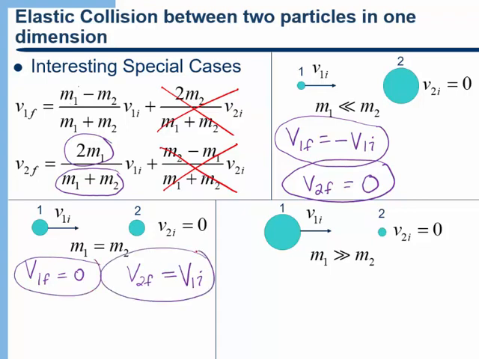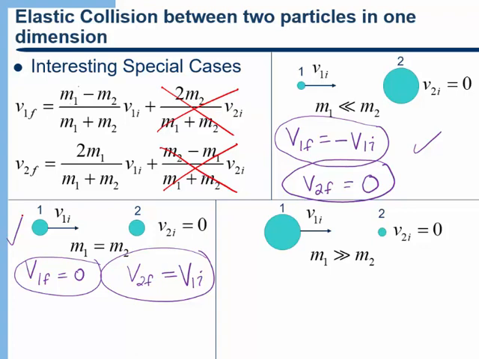Let's look at one more special case. How about if m1 is much, much bigger than m2 and m2 is initially at rest? Well, this is actually the one that gives a result that is not something I'd ever have guessed without looking at the formulas. This case and the previous case, I think conceptually we can understand. But let's see what our formulas predict when a very big object hits a very small object.